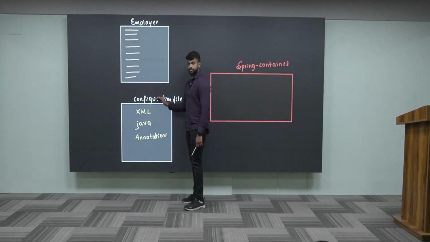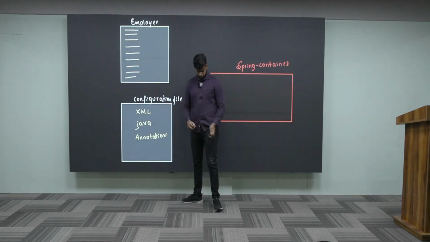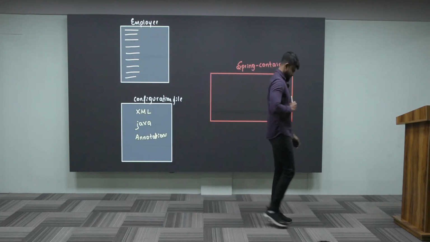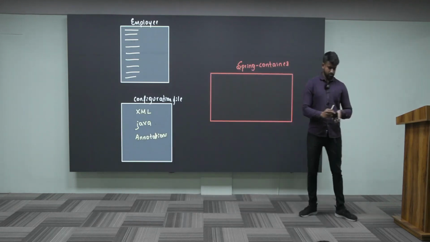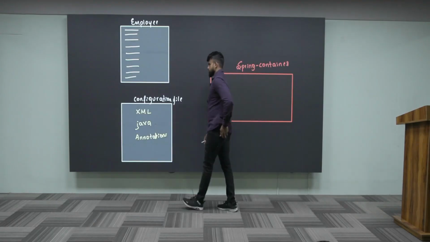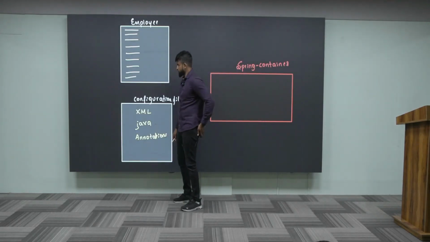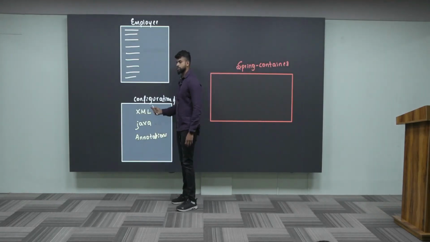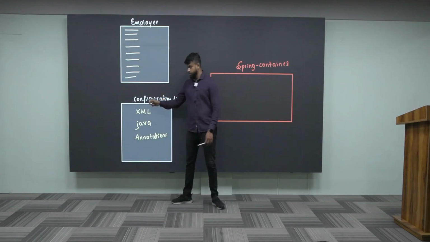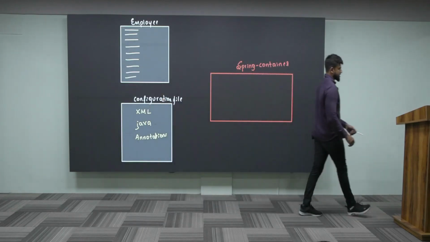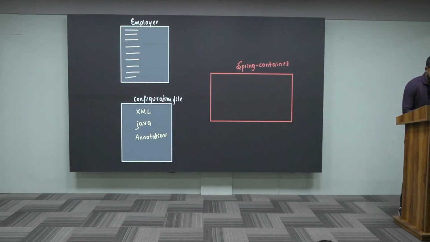But this is a very important interview question. In interviews they will ask you how many ways there are to configure your Spring project. There are 3 ways: XML, Java and annotations. This is the answer you should give. So now let us start our journey with the first one.